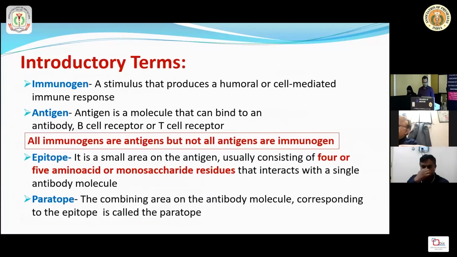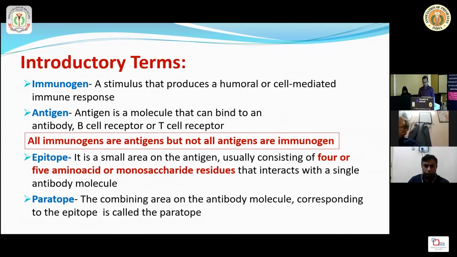Now, to begin with, let me explain some introductory terms. What is immunogen? Immunogen is a stimulus that produces a humoral or cell-mediated immune response. Antigen is a molecule that can bind to an antibody, B-cell receptor, or T-cell receptor. The point to be noted here is that all immunogens are antigens, but not all antigens are immunogens.